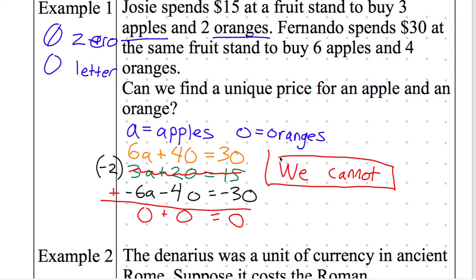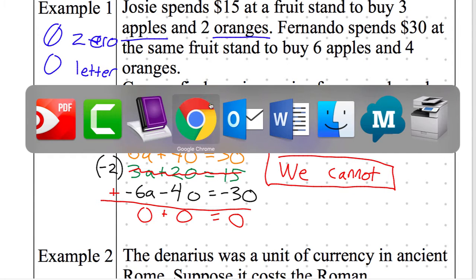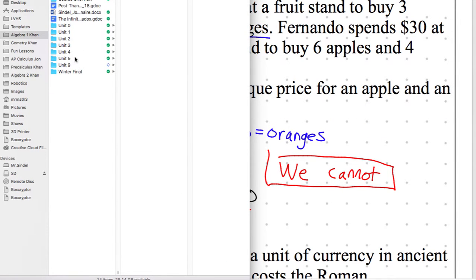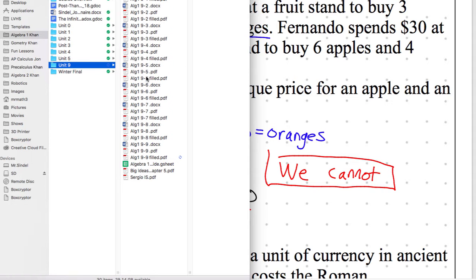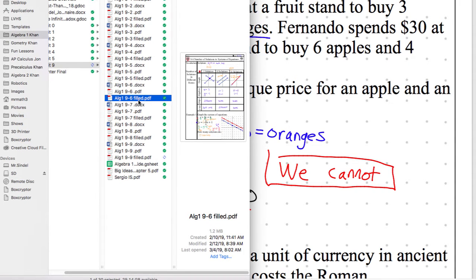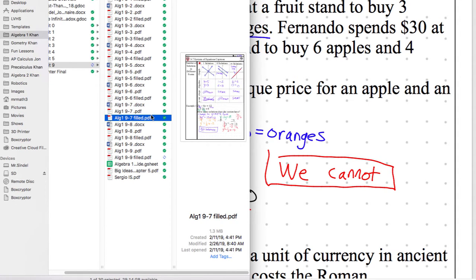We have a good spread. Some 1s, some 2s. So what I'm going to do is I'm going to go and flick back to my old notes. Let's go to Algebra 1, Unit 9. Where did we talk about it? Unit, was it 5? No, 6. It was 6 and 7. So let's look at 7.